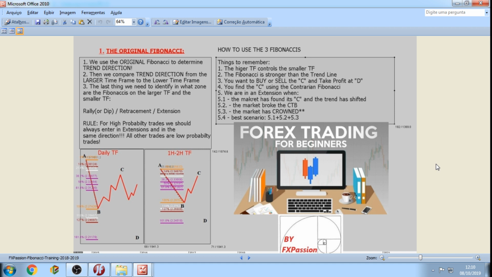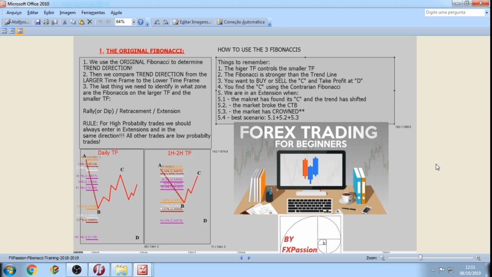Things to remember: number one, the higher time frame controls the smaller time frame. Number two, the Fibonacci is stronger than the trend line, everybody. The Fibonacci is stronger than the trend line. Number three, you want to buy or sell the C and take profit at the D. Number four, we didn't learn yet. You find the C using the contrarian Fibonacci. We're going to learn the contrarian in the future lessons.